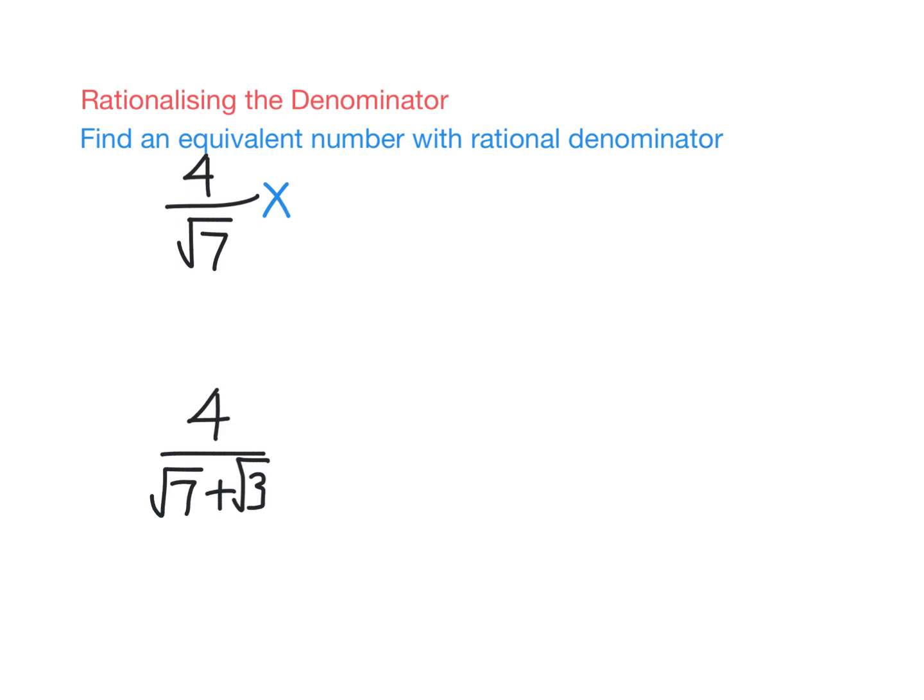Well, I could just multiply by itself. Root 7 times root 7 is 7. That is rational. That's the definition of a square root. So if I times the bottom by root 7, I must times the top by root 7, else I would change its value. So on top, I just have 4 root 7. So these two numbers here and here have the same value, but this one has a rational denominator.